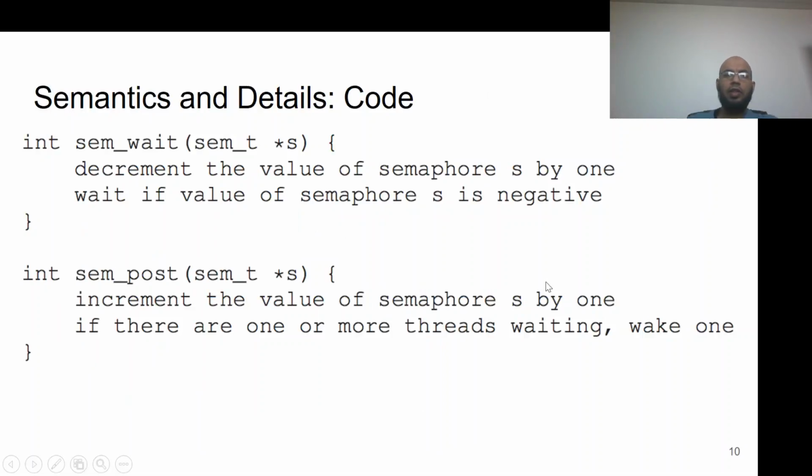So let us look at the semantics and details of the code for building a semaphore. Semaphore wait will basically decrement the value of the semaphore s by 1 and wait if the value of the semaphore is 0 or negative, basically if the resource is not available. If semaphore post is called, then it would increment the value of the semaphore s by 1. If there are one or more threads waiting, wake one up. Okay?